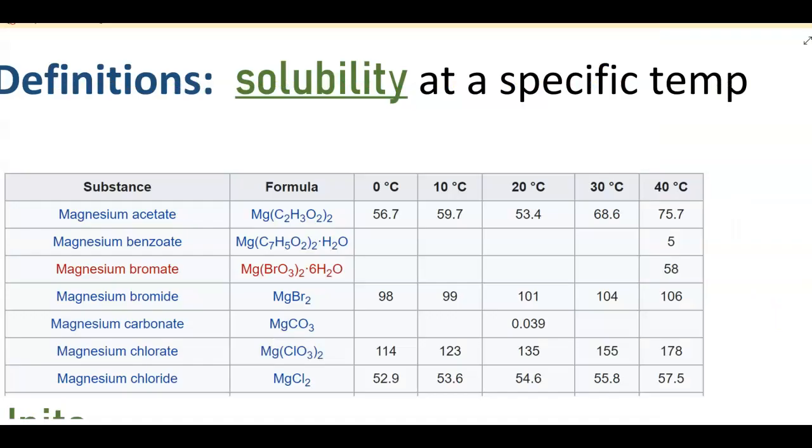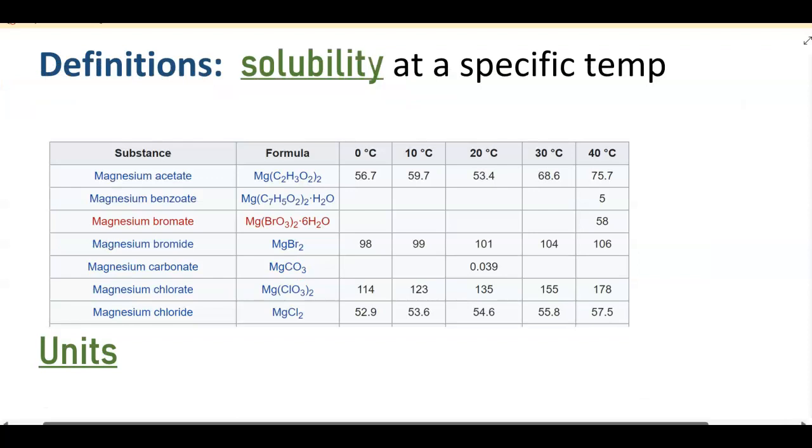To define what solubility is, we usually define it relative to a temperature. I've taken a sample from a table from Wikipedia for some magnesium compounds. At different temperatures, we can see at 0 degrees, magnesium acetate has a number 56.7, but at 40, it's up to 75.7. What do these numbers represent?